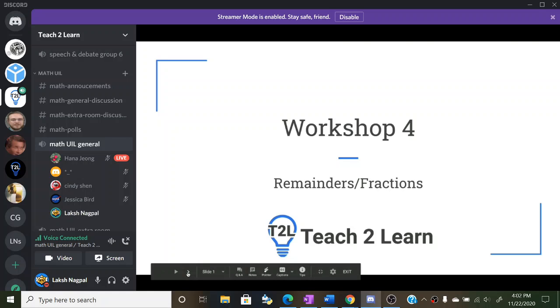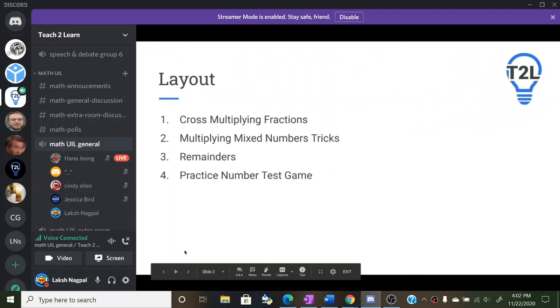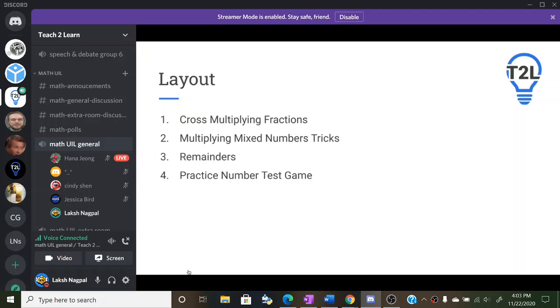Today's topic is remainders and fractions. For the layout, we'll first start out by cross multiplying and then a variety of multiplying mixed number tricks that'll be handy on tests. We'll then go to our second subtopic, which is remainders, and then we'll have a practice number test game.